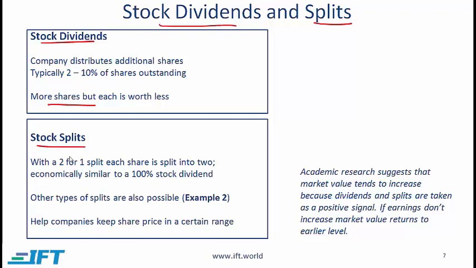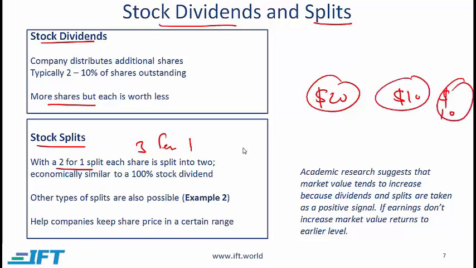Stock splits are similar. You can have a 2-for-1 split or a 3-for-1 split. In fact, there are several different kinds of splits. A stock split is economically similar to a stock dividend. If you take a 2-for-1 split, that means that a shareholder who has one share worth 20 will have 2 shares worth $10 each after the split. If you think about it, economically, a 2-for-1 split is very similar to a 100% stock dividend.